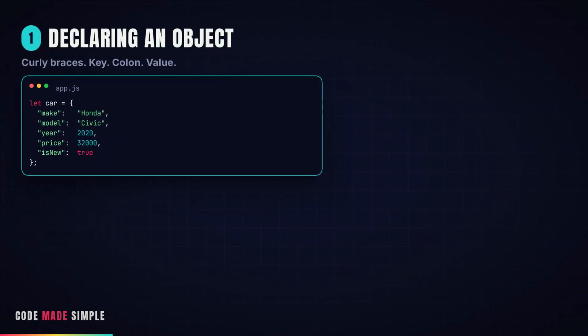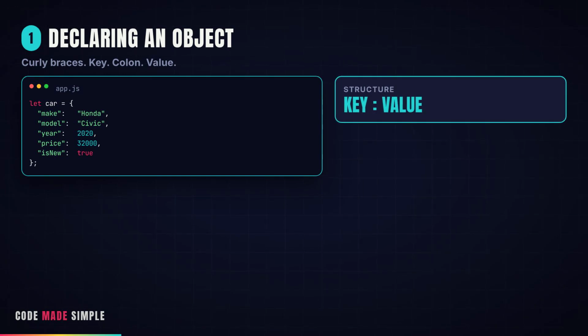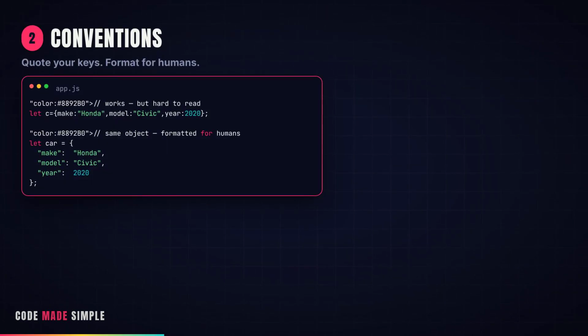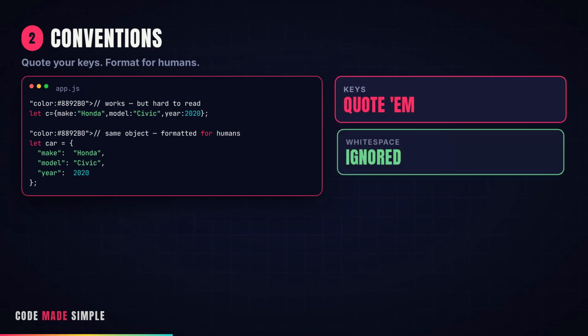Declaring one is easy. Curly braces, key colon value, comma separated: strings, numbers, booleans, even functions. Everything about that one thing lives in one place. Conventions: keys don't need quotes in JS, but quote them anyway. Every other language requires it. And whitespace? Totally ignored. Format for humans, not the parser.